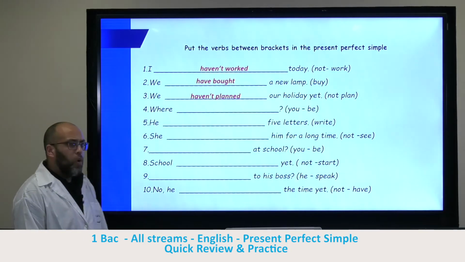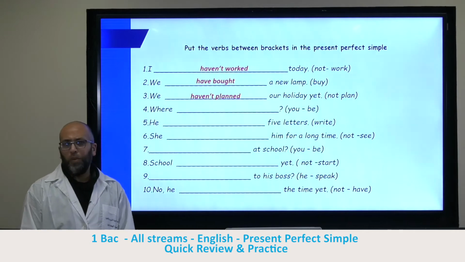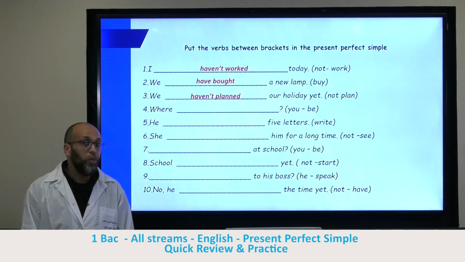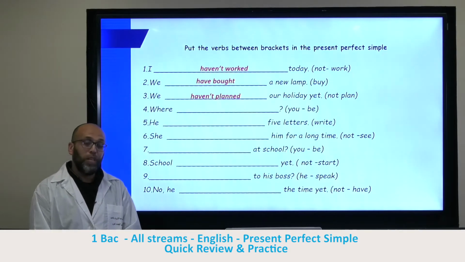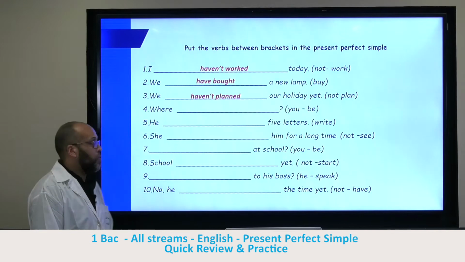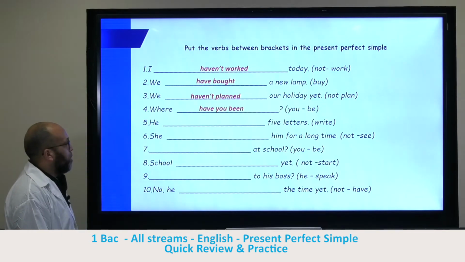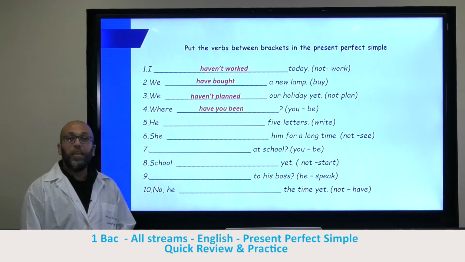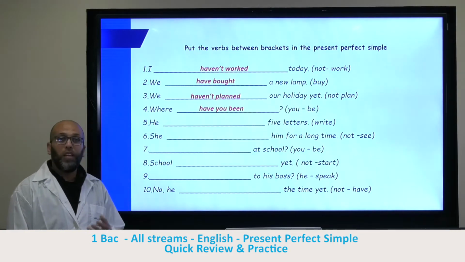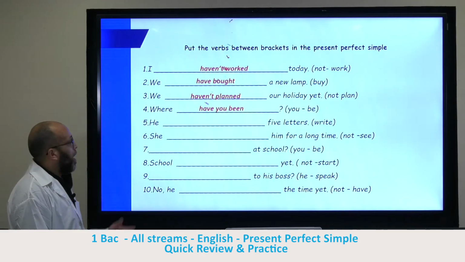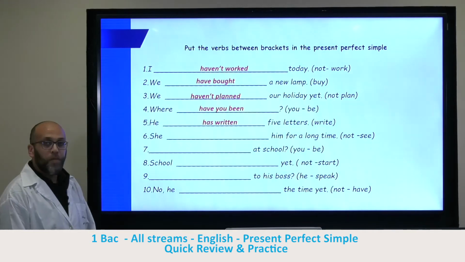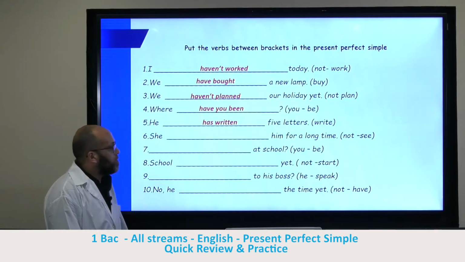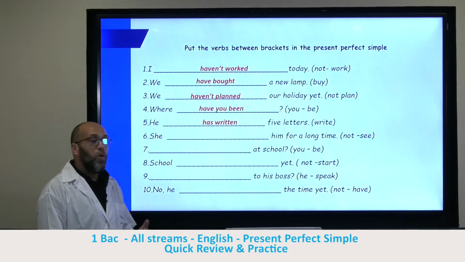Number 4: Where you be? Do we say where have you been or where has you been? What goes with you, has or have? Of course, we need the auxiliary, which is have. So where have you been? Number 5: He writes 5 letters. He is singular, so it should take the auxiliary has. And the past participle of write is written. So he has written 5 letters. Number 6: She not see him for a long time.